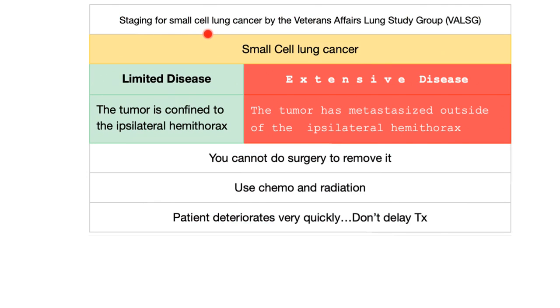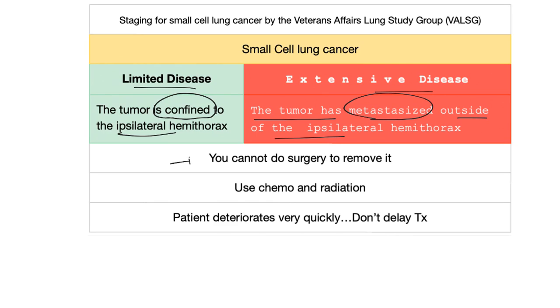Staging for small cell lung cancer by the Veterans Affairs Lung Study Group, or VALSALVA. What's that? Oh, I'm sorry, VALSG. So, non-small cell lung cancer with the TNM, you had T1, T2, T3, and N and M. But for small cell lung cancers, either limited or extensive, which is so easy. God bless those veterans. Limited disease: the tumor is confined to the ipsilateral hemithorax. Extensive disease, on the other hand: the tumor has metastasized outside the ipsilateral hemithorax.